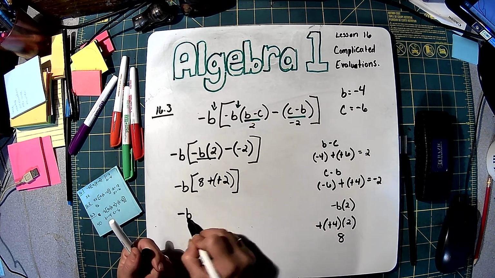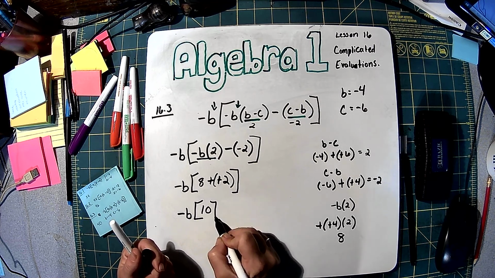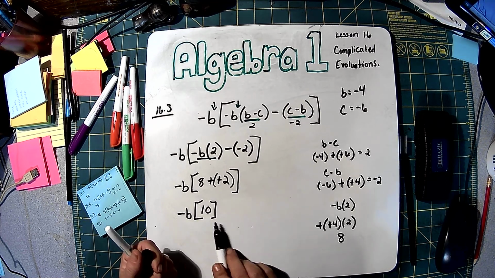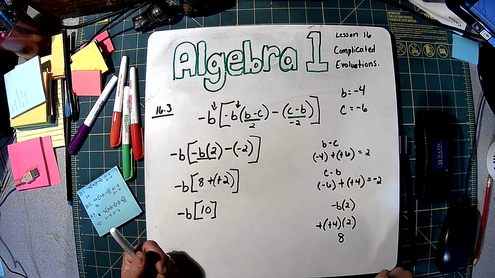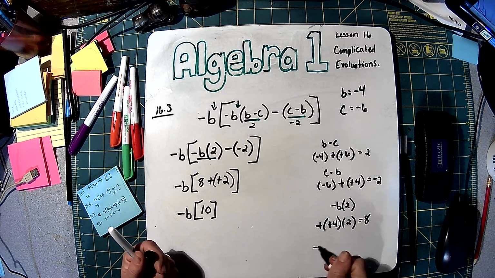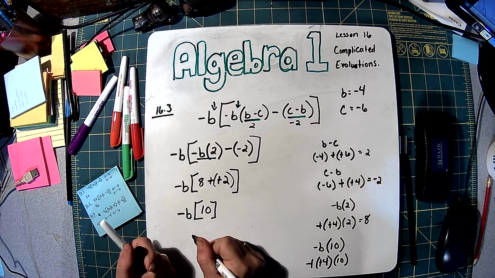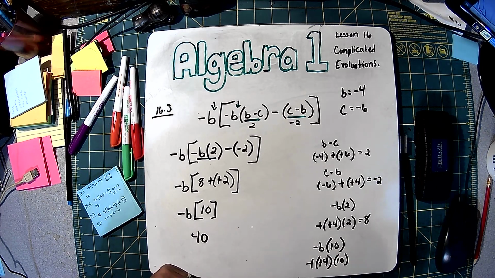So now I have negative b, and then that would be 10 inside of there. So that means negative b times 10. So if I wrote that down, I would need negative b times 10. Negative b is going to be negative 4, because b is negative 4, times 10. These 2 negatives cancel. 4 times 10 is 40. And the answer to that one is 40.